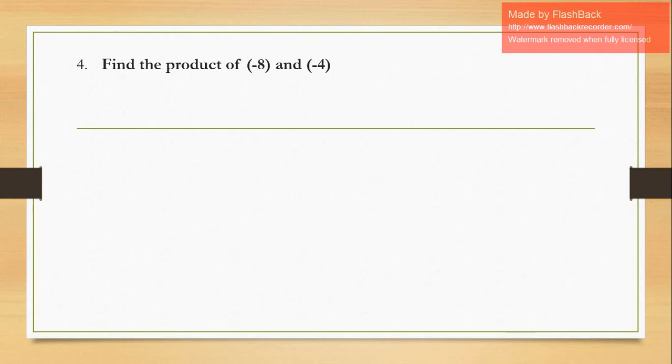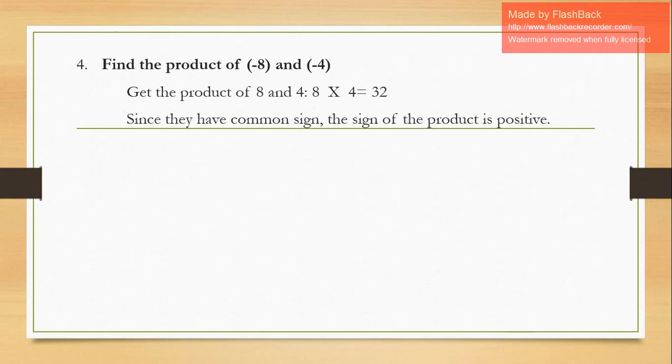Find the product of negative 8 and negative 4. First step, disregard the sign, just multiply the numbers. That is 8 times 4. So, 8 times 4 is equal to 32. Since they have common sign, the sign of the product is positive. Hence, negative 8 times negative 4 is equal to 32.